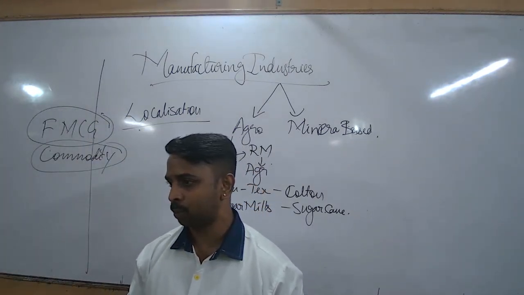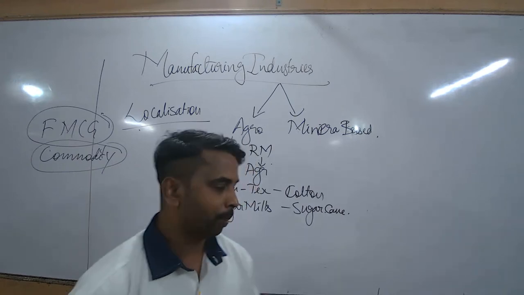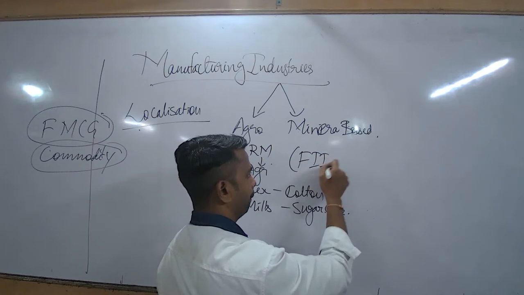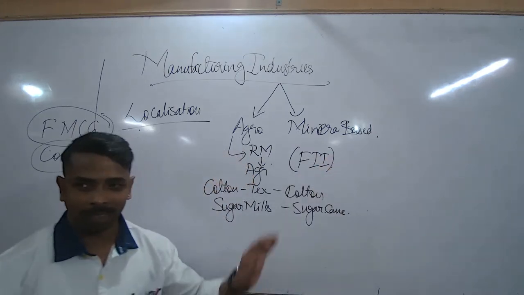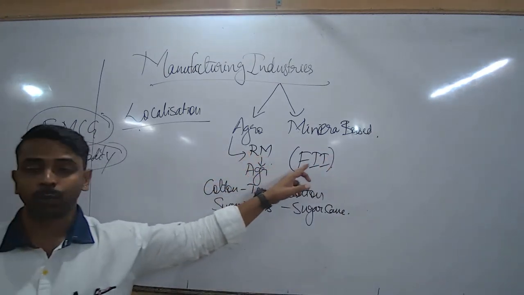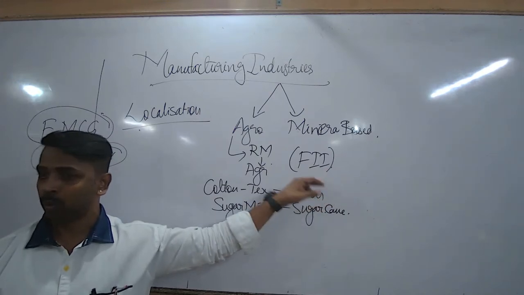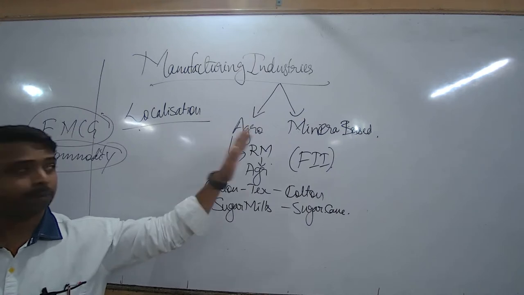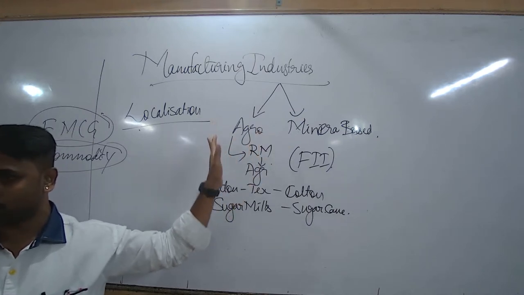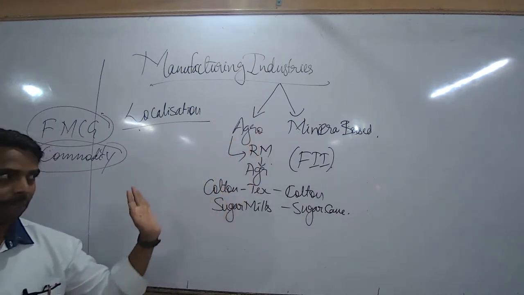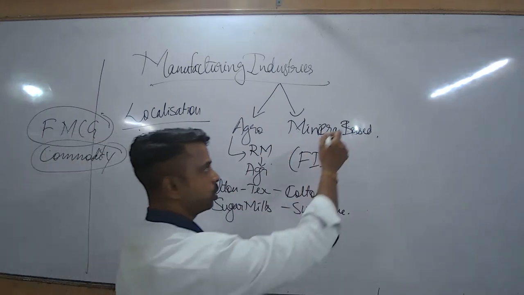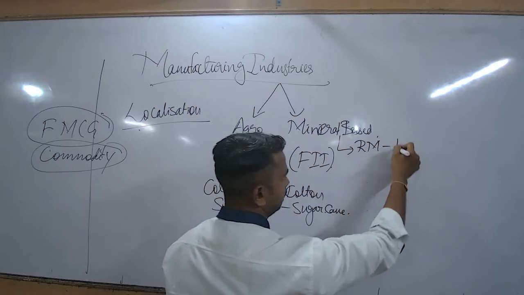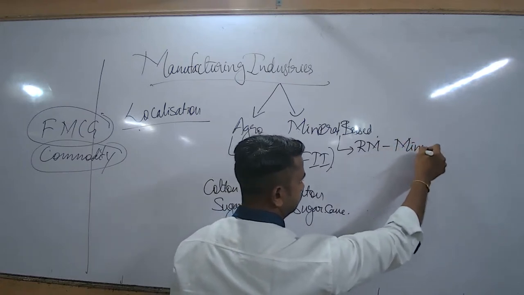What is foreign direct investment? When we have a group of people, which we call the FII group. If you have seen it in the news, remember, Foreign Institutional Investors. So now the Government of India allows 100% investment into agro-based, but not in mineral-based. So understood what agro-based industries are? Then we'll slightly move into mineral-based industries, where the raw materials are directly the minerals.